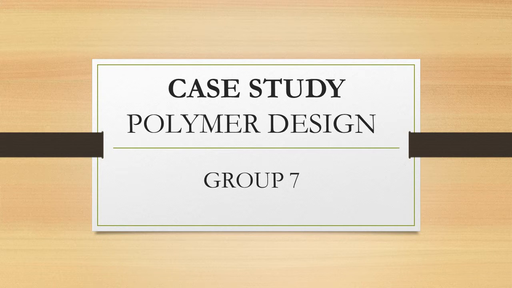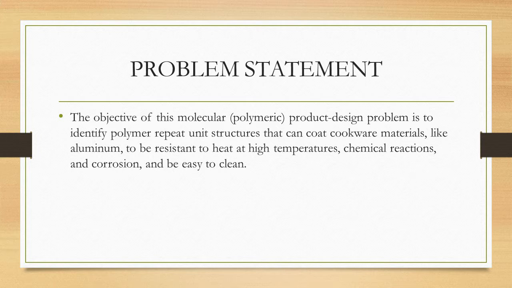We will be presenting about the polymer design case study. For the problem statement, the objective of this molecular polymeric product design problem is to identify polymer repeat unit structures that can coat cookware materials like aluminum to be resistant to heat at high temperatures, chemical reaction, and corrosion, and be easy to clean.